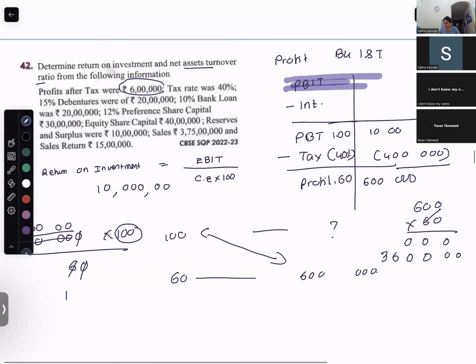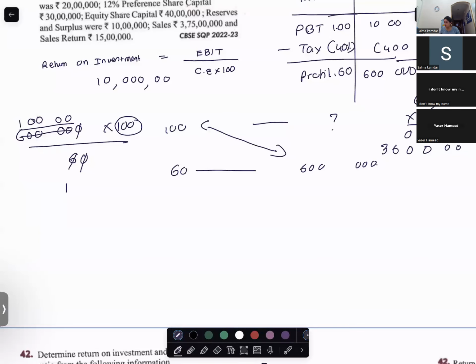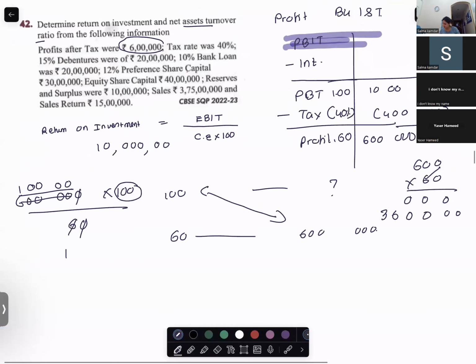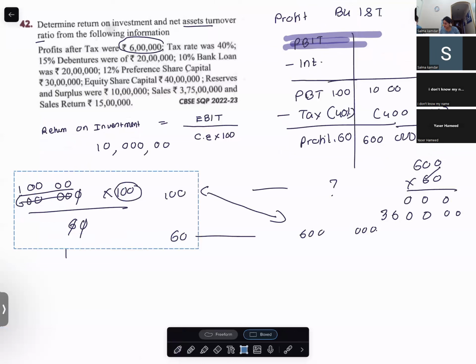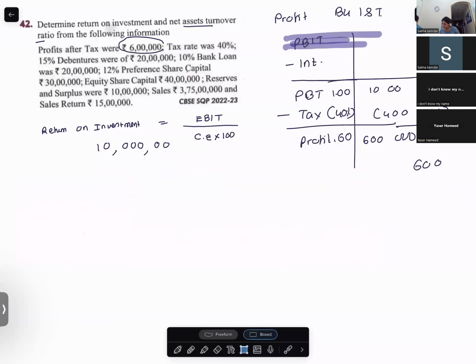To find the return on capital employed, I need my profit before interest and tax. What do I have? We have profit before tax. I need profit before interest and tax. Are you with me? You're sure you're with me? Yes. Come on, read ahead. What will I do?